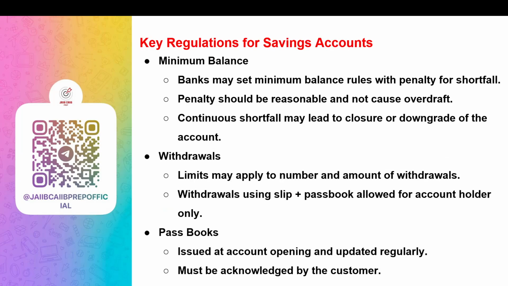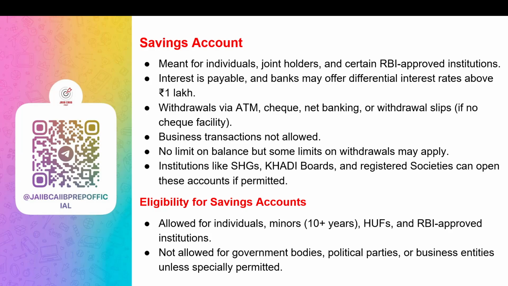Now let's talk about the institutions which are permitted by RBI to open a savings account. So these are special institutions that are allowed to open a savings account, like primary cooperative credit societies which are funded by banks, Khadi and Village Industries Board, Agriculture Produce Market Committees, registered committees which are registered under the Societies Act and not State Cooperative Acts, Section 8 companies. Section 8 companies are those companies which work for charity and they don't use limited in their name.